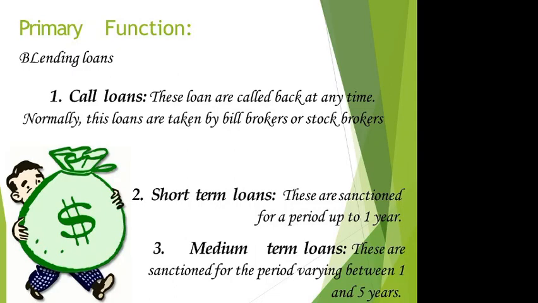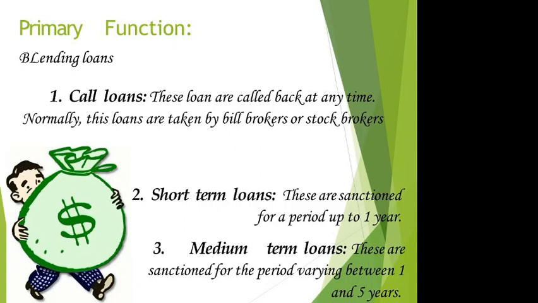The second important function of a bank is lending loans. Banks give various kinds of loans to their customers. The first type of loan is the call loan. A call loan can be called back at any time by the bank. This is a loan for a very short term, for 1 day, for 2 days, for not more than 15 days. Call loans are generally taken by bill brokers or stock brokers.